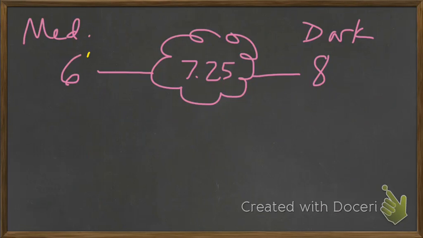How far away is 6 from 7.25? $1.25. And how far away is 7.25 from 8? 75 cents. Well, that didn't hurt. How much of the medium roast are you using? Well, we don't know. Let's call it X.